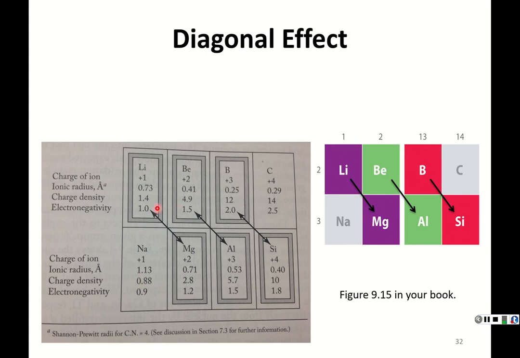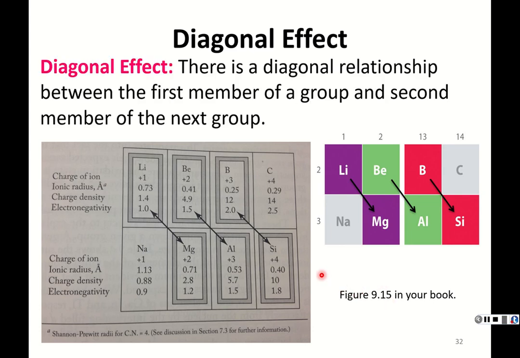The electronegativities here are shown. For lithium, it's 1. For magnesium, it's 1.2. For beryllium, it's 1.5. Aluminum is 1.5. Boron's 2, and silicon's 1.8. So those are similar. And then you'll see that the atomic radii are pretty similar, and also the charge density. This is from figure 9.15 in chapter 9 of the book.